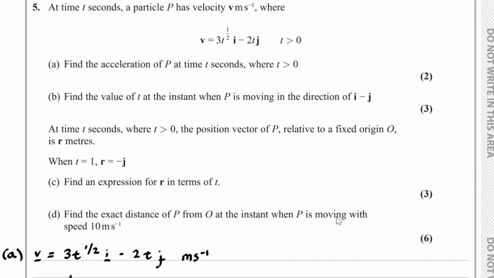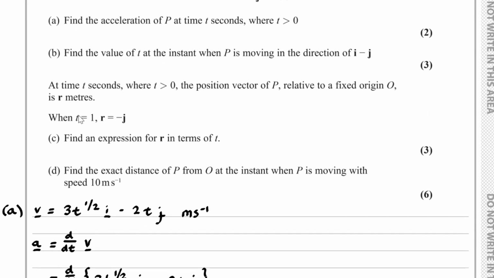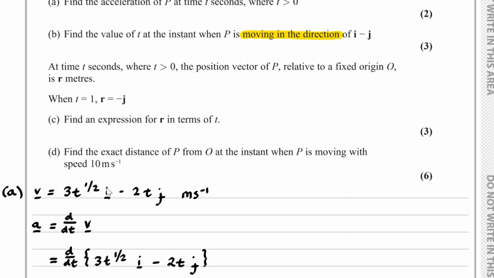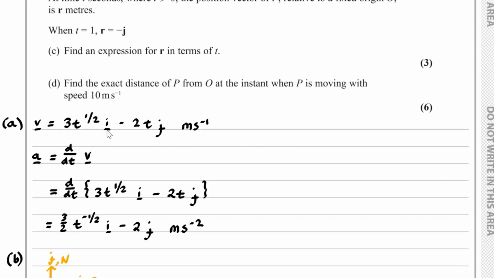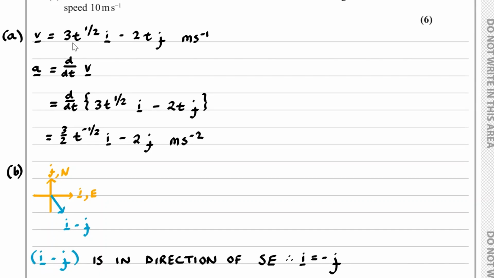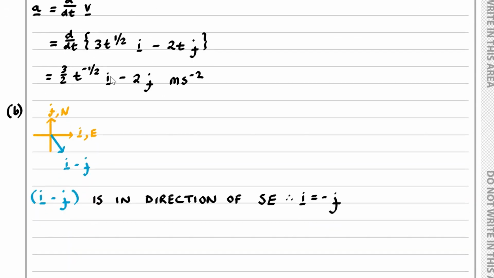So if we take a look at what's mentioned in the question, we're moving in this direction here. So we need to consider the velocity vector. The i component is equal to the negative of the j component. The i component is 3t to the power of 1/2.